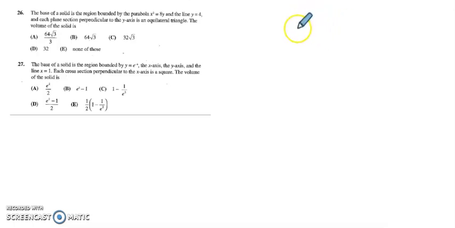Okay, here we go with a volume of cross-section that looks like this. We have a quadratic, x squared equals 8y, which is y equals x squared over 8, a fairly thin, tall parabola, and the line y equals 4. So here's the base of our region, and we have cross-sections perpendicular to the y-axis that are equilateral triangles.